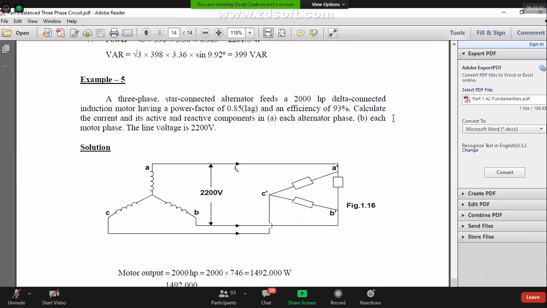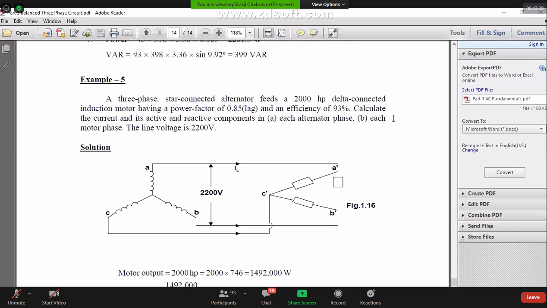Now there is a direct practical problem, example 5. Again, I give you 30 seconds, read example 5. Good. Now let me read again.